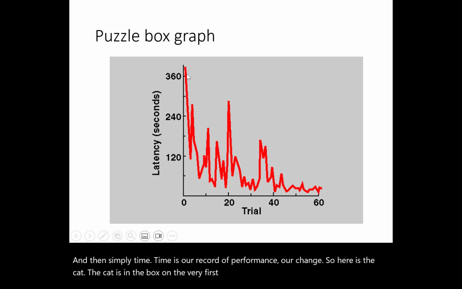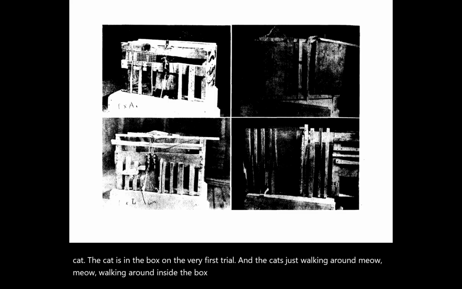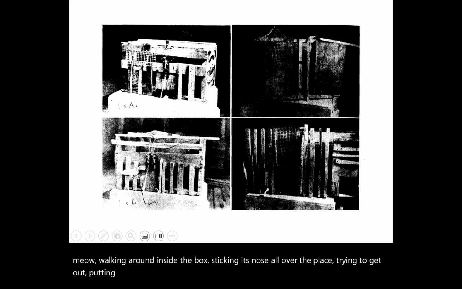And the cat's just walking around, meow, meow, inside the box, sticking its nose all over the place, trying to get out, putting out its paw. But he's trying a lot of different behaviors. He's just active. He wants to get out and he wants to get some food. So he's just walking around randomly. And it takes a while.